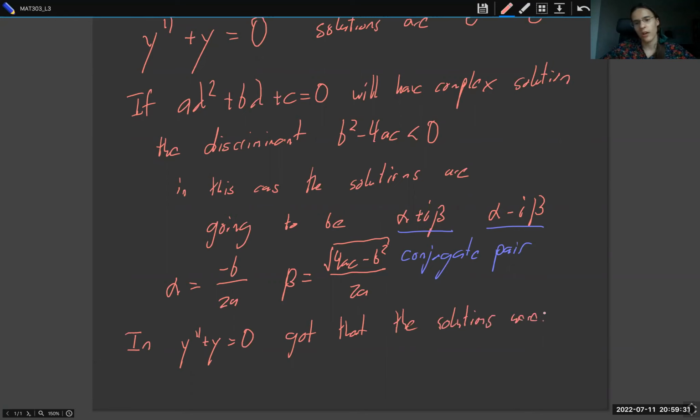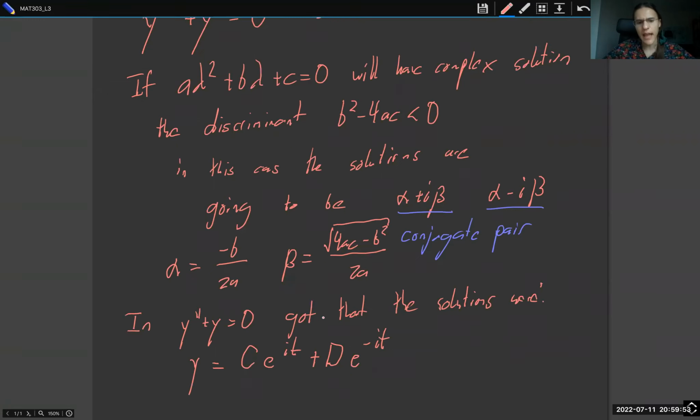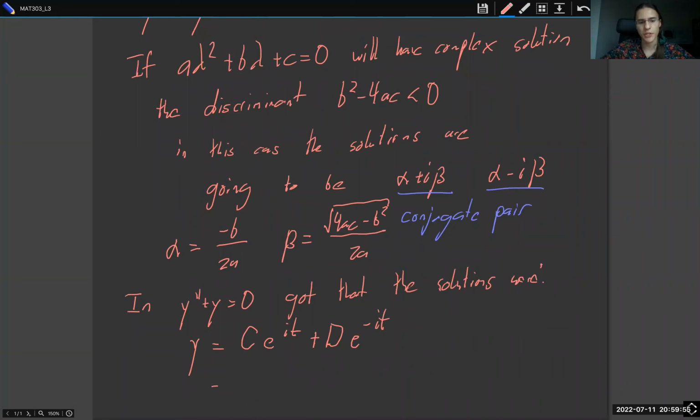were c e to the it, because it's a linear equation, you can scale and add solutions, plus let's call the next constant d e to the minus it. And so an equation like this is a solution. So y equals this is a solution. However, let's use Euler's equation on this.